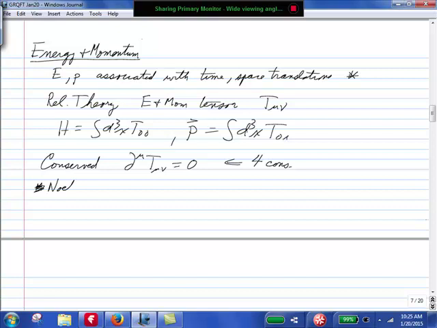Let me not do that because I do that in the field theory course, so I'm assuming that people have seen it. But the construction is that T mu nu from Noether's theorem is the variation of the Lagrangian with respect to d mu phi times d nu phi, minus g mu nu times the Lagrangian itself. Okay.